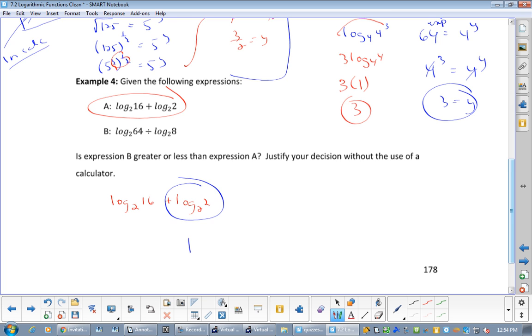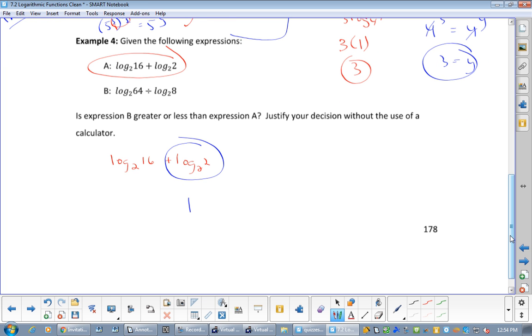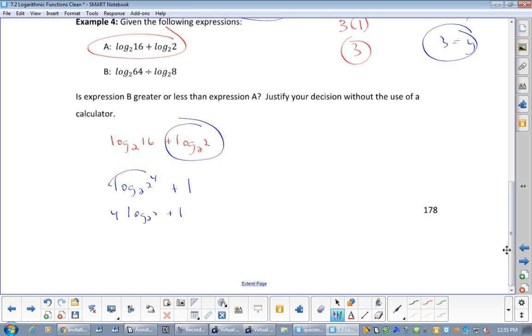Log 2 of 16 plus log 2 of 2. Now, what does this equal? Everyone up here? It equals 1. Now, can I write 16 as 2 to the something? Yeah, 2 to the 4th is 16. So what can this 4 do? Come to the front. So, what does this equal? 4 times 1 plus 1, which equals 5.